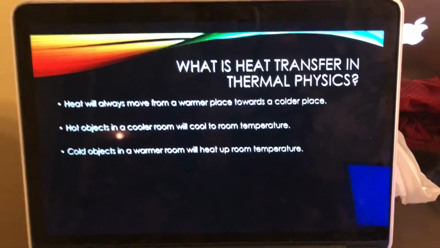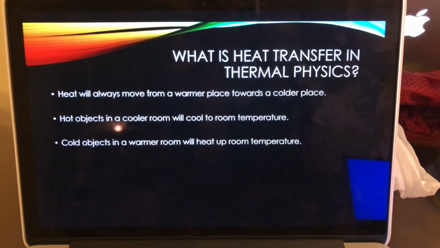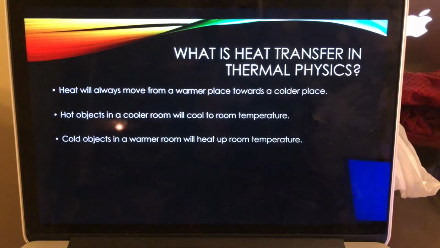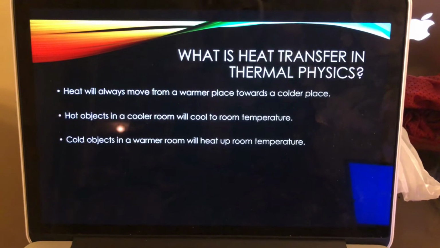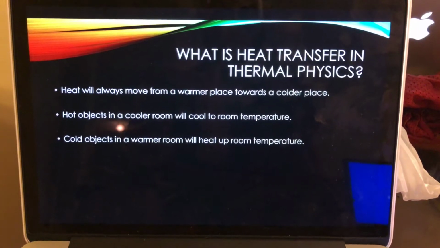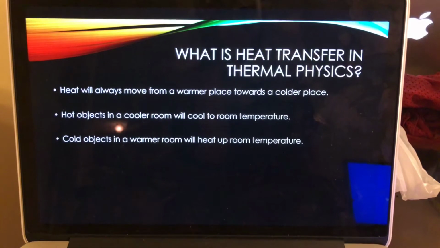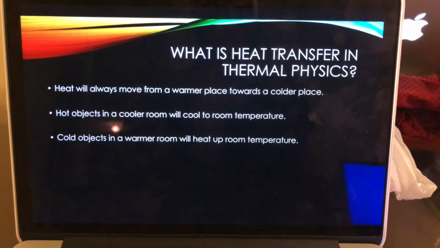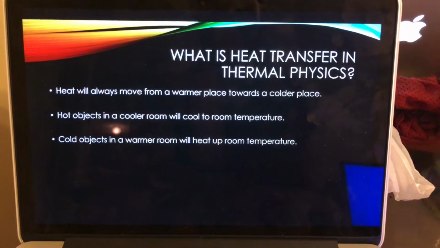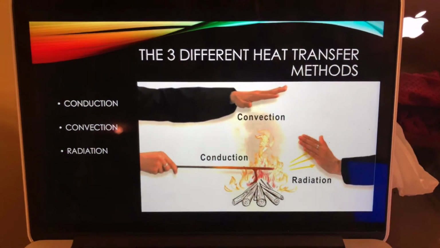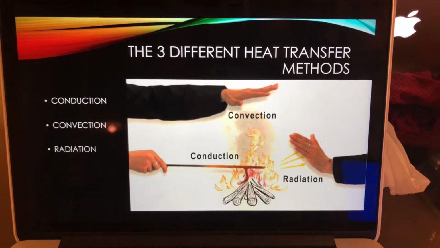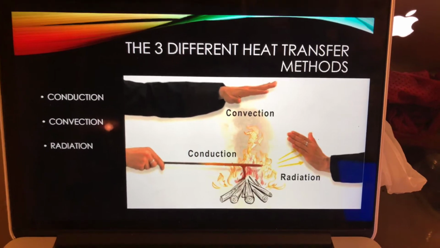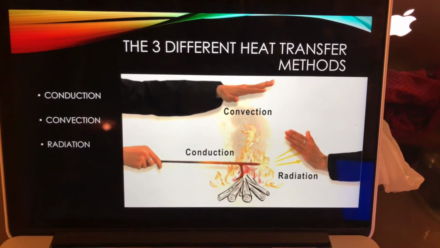First, we must discuss what heat transfer is in thermal physics. In thermal physics, heat will always move from a warmer place towards a colder place. Hot objects in a cooler room will cool to room temperature, and cold objects in a warmer room will heat up to room temperature. There are three different types of heat transfer methods that we will be going over today: conduction, convection, and radiation.